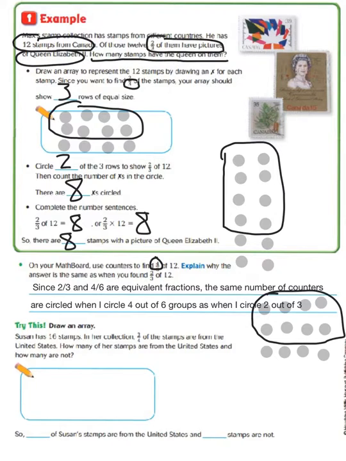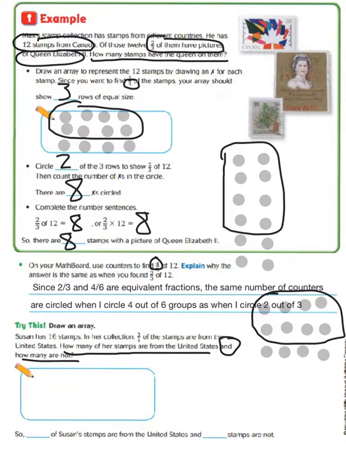So let's take a look at this question. It says, how many of her stamps are from the United States and how many are not? So there's actually 2 things that we need to find out: how many are from the United States and how many are not. So we can't find just one and have it be the right answer. We need to find both pieces of information.